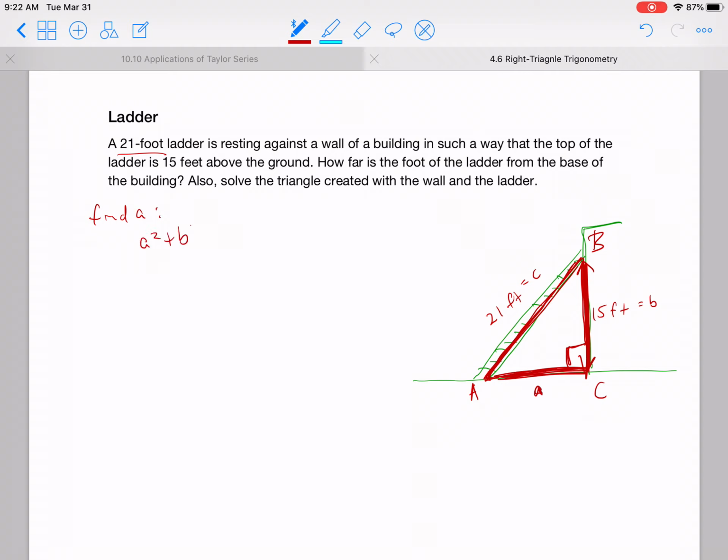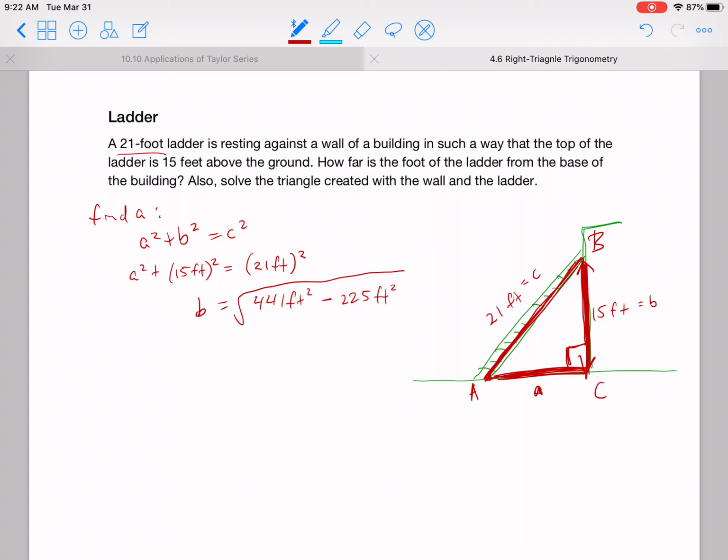A squared plus b squared equals c squared. And so we've got b, so we have a squared plus 15 feet squared equals c, which is 21 feet squared. I didn't even write my feet. Not 21, 15, sorry. And then if you go through and do this, you'll get 21 squared is 441 feet squared. And then the 15 feet squared is 225 feet squared.